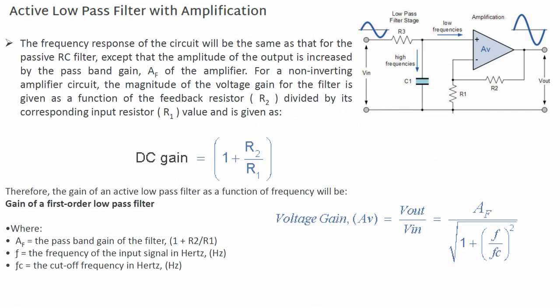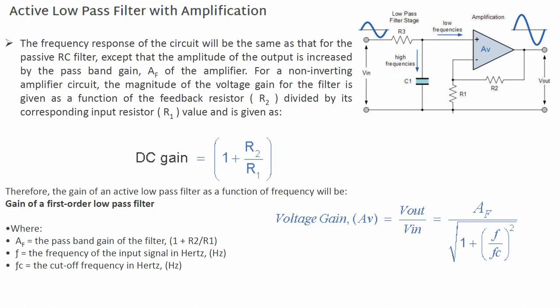If I use an amplifier here, the signal is applied to the non-inverting terminal of the op amp. So, what is the gain? The DC gain is 1 plus R2 by R1, and my voltage gain is Vout by Vin, which is AF divided by the square root of 1 plus (f by fC) whole squared. It is easy to know. So, what happens here?